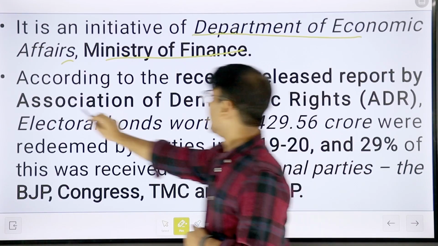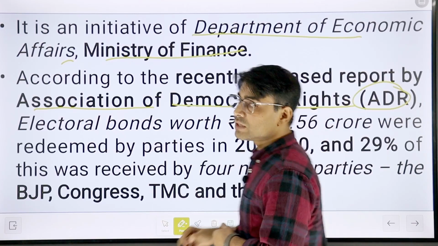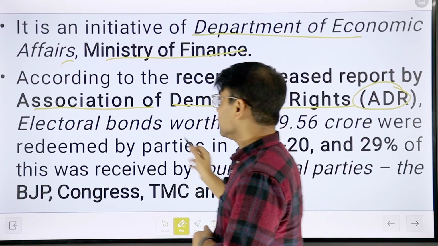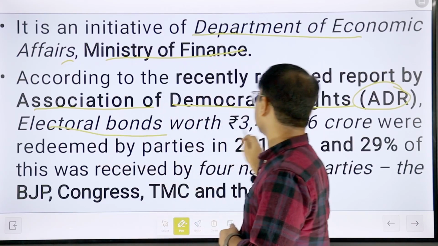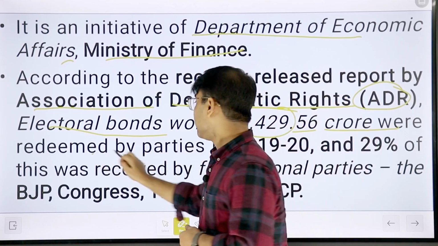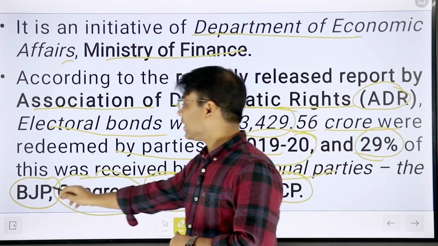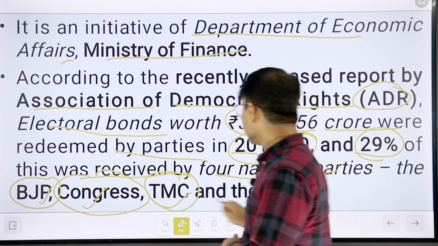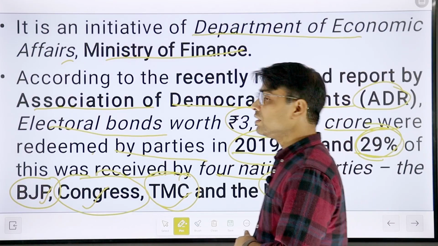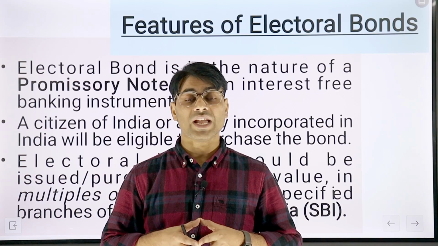According to ADR, that is the Association for Democratic Reforms, a very important civil rights group when it comes to the electoral system and political parties in India, electoral bonds worth rupees 3,429.56 crore were redeemed by the parties in the year 2019-20. It includes 4 parties: BJP, Congress, TMC and NCP. These 4 national parties got 29% of funding through electoral bonds.